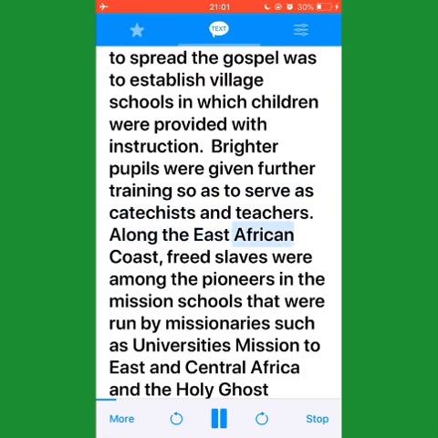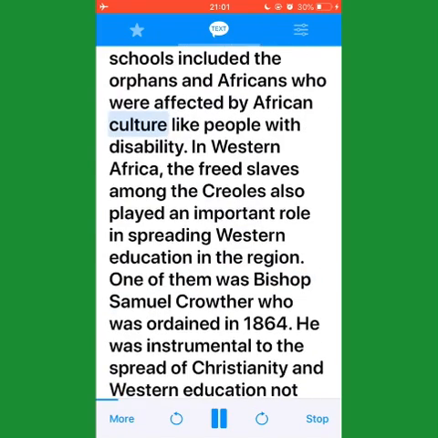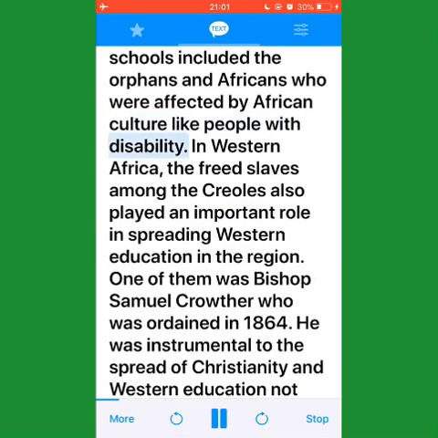Along the East African coast, freed slaves were among the pioneers in the mission schools that were run by missionaries such as Universities' Mission to East and Central Africa and the Holy Ghost Fathers, among others. Other pioneers in such schools included the orphans and Africans who were affected by African culture, like people with disability.